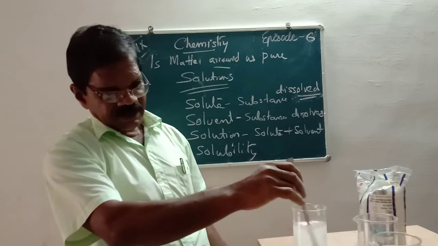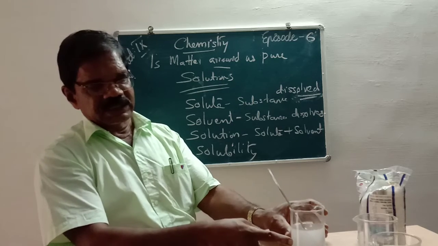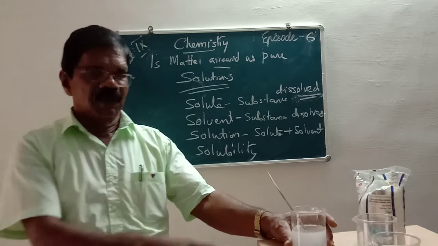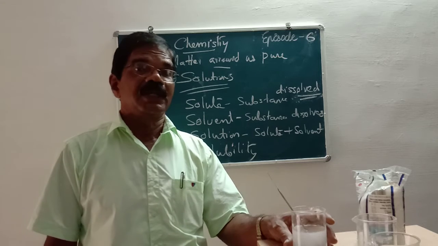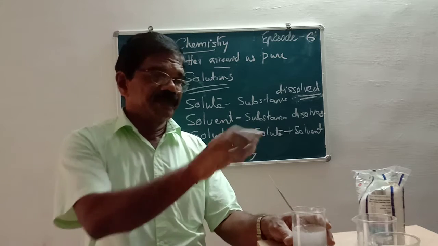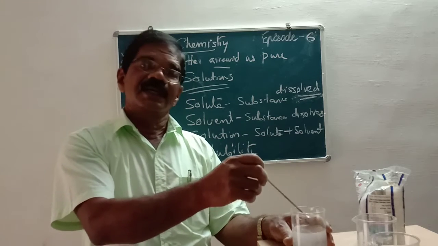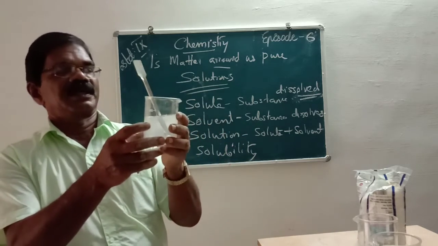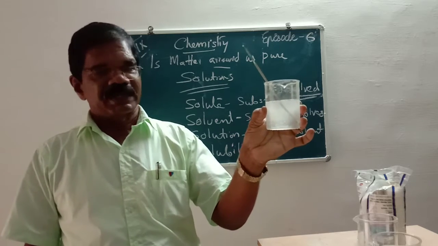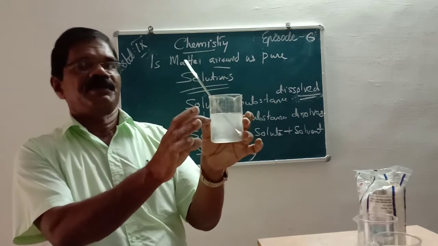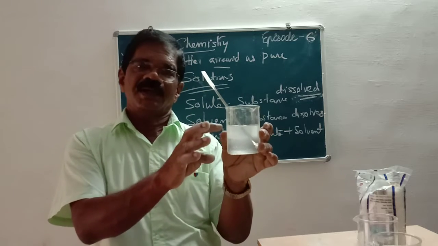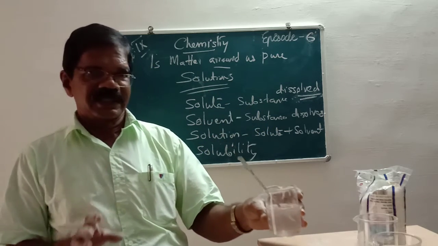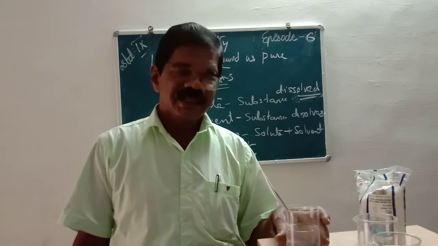Now, the maximum amount of solute dissolved in the solvent at a given temperature is known as solubility. If you add more salt, it remains undissolved. Its capacity is over. We have taken 150 ml of water. It can dissolve a maximum amount of salt. So the amount of solute dissolved in it is known as its solubility at this temperature. This temperature means the room temperature, the given temperature.